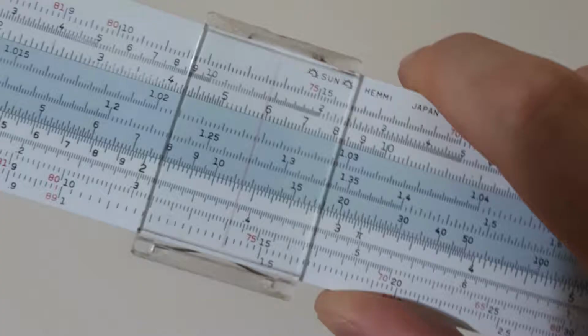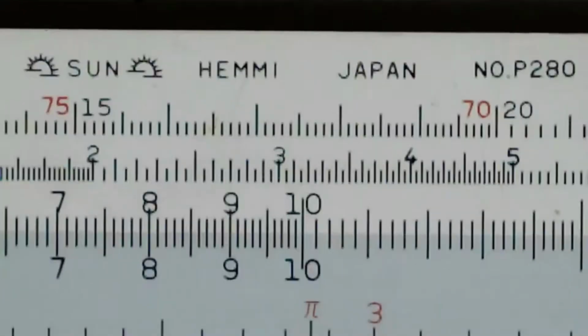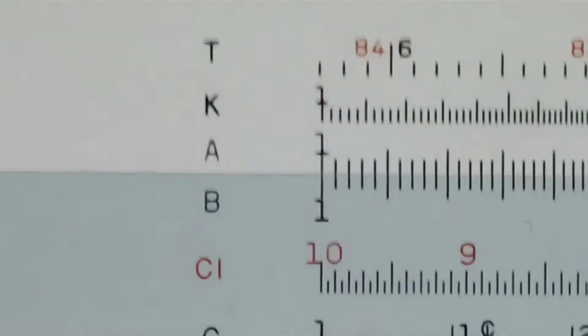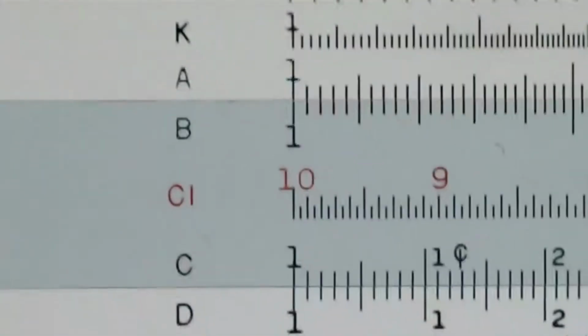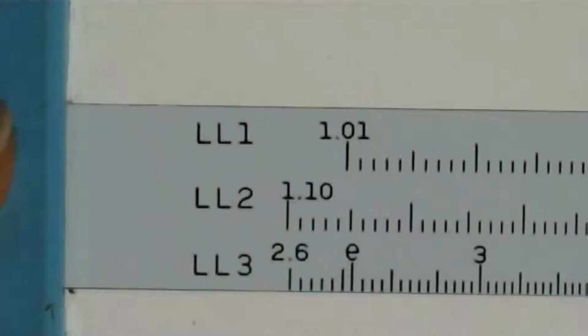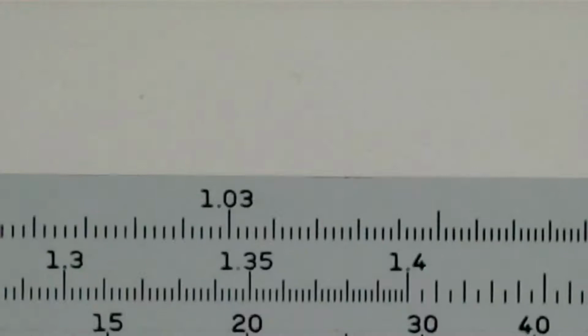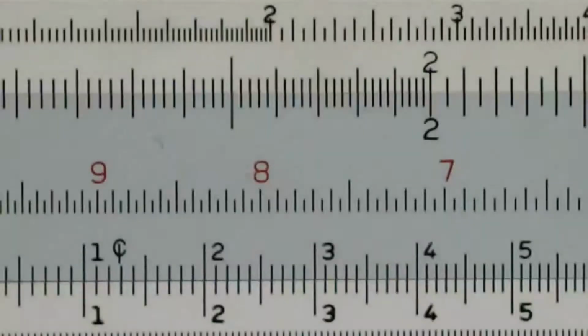Now let's see if we can use a slide rule to make these calculations. The slide rule that I'll be using is a Sun Hemmi P280. It's a really nice plastic slide rule, and what you would need is the C and D scale and the log 1, 2 and 3 bars as well. We'll need both, and how to use them I'll show you here.